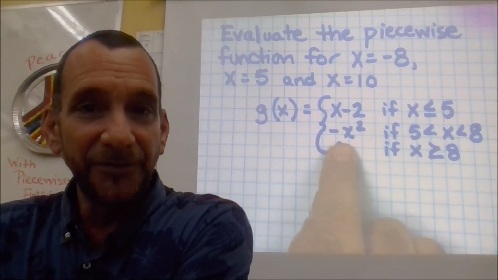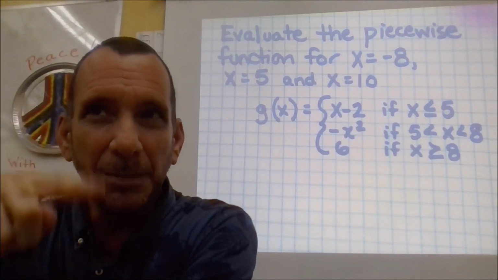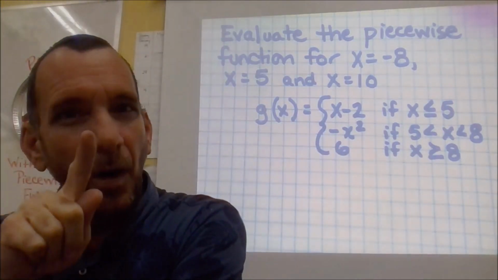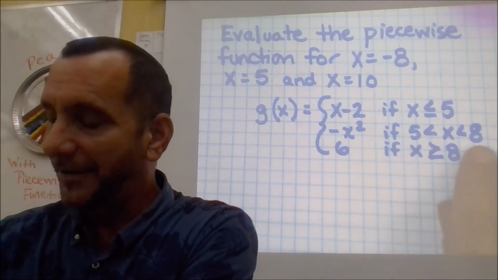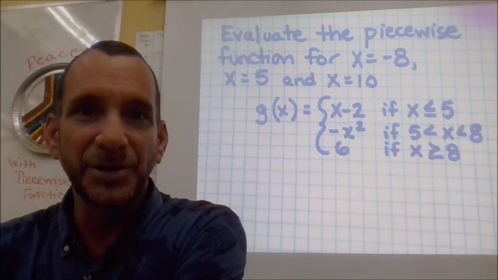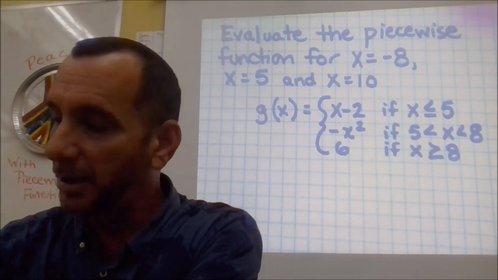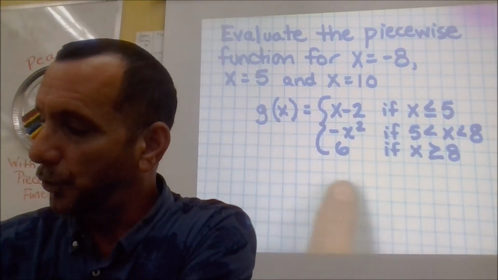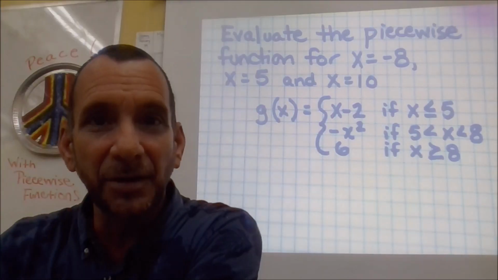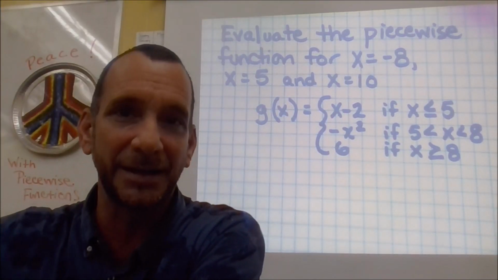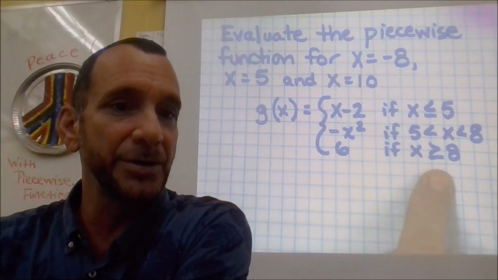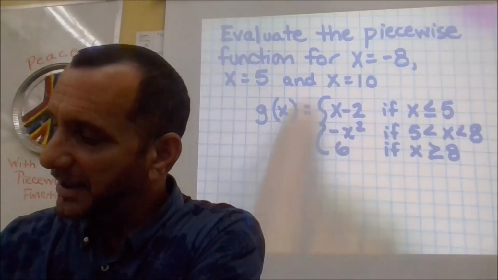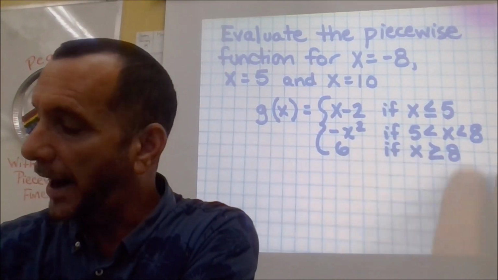Y equals negative x squared. Well, that's a quadratic function, and that would be a parabola opening down. Y equals negative x squared. But that only occurs between 5 and 8 on the x-axis. So at that time, you would see the part of the parabola over that section. And the third, y equals 6, which is just a horizontal line at y equals 6. But that only occurs in the piece of the function that is greater than 8. So this first example, we'll be graphing all of these and seeing where they occur.